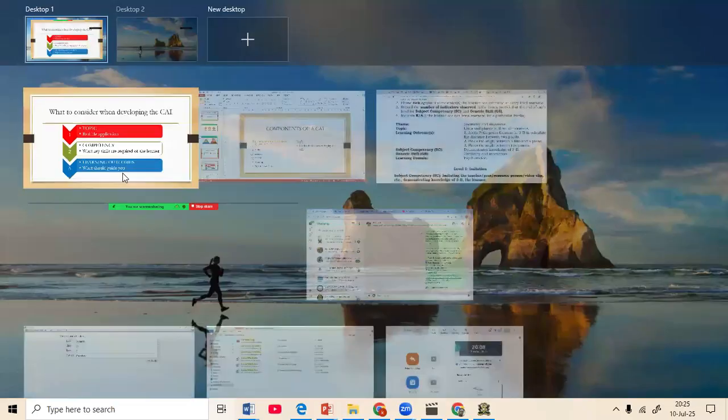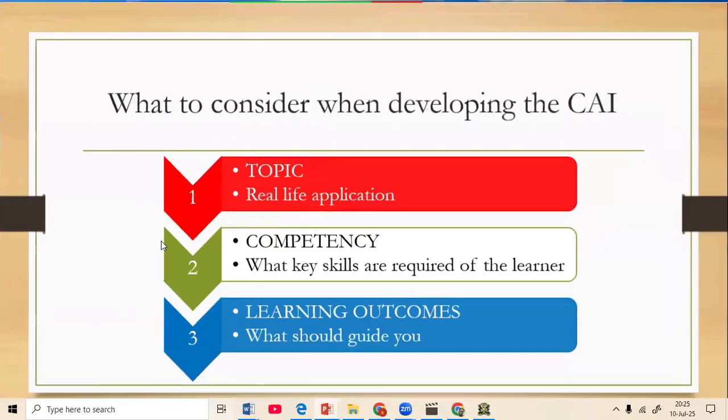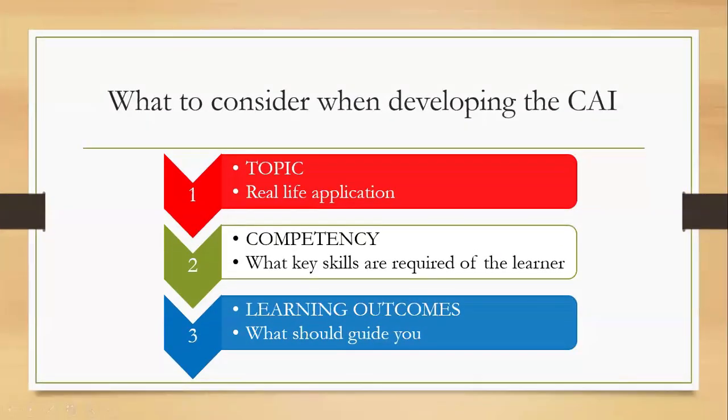Now, as we are taking this direction, we need to ask ourselves, what do we consider when we are developing the CAI? There are basically 3 things we look at. Number 1 is the topic. A CAI is guided by the topic in the syllabus. Whenever you get your syllabus, whenever we have our syllabus, we need to look at the particular topic.